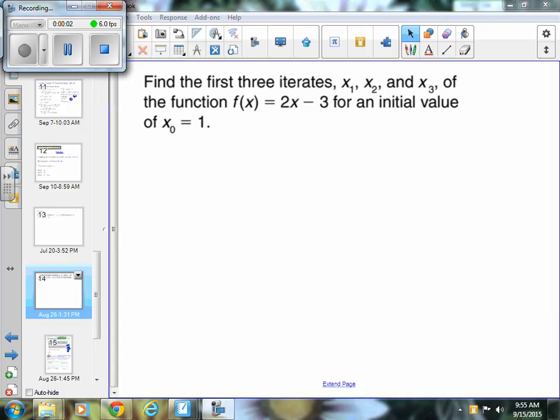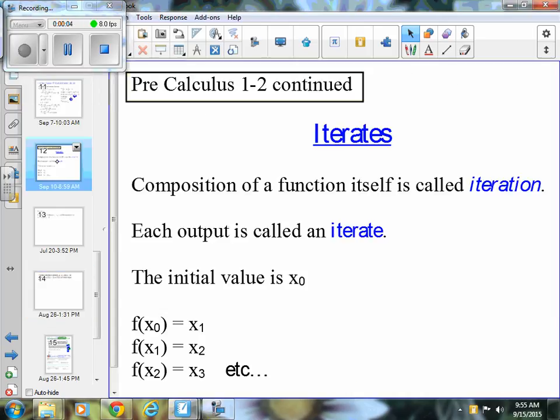Okay, this is day 2 for section 1-2, so that's on iterates, so we're finishing up our composition section. Basically, the idea of iteration has to do with using one function instead of two, and composing it with itself. So you just continue to use the same rule over and over again. So instead of having a function f and g, there's just a function f. So we use that same rule.